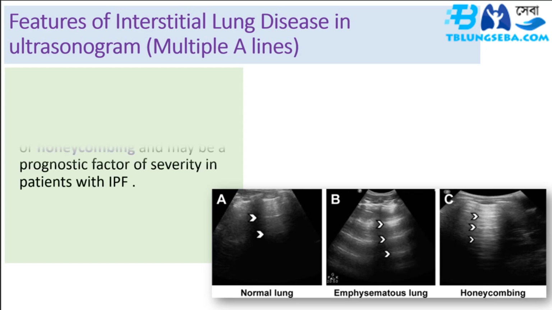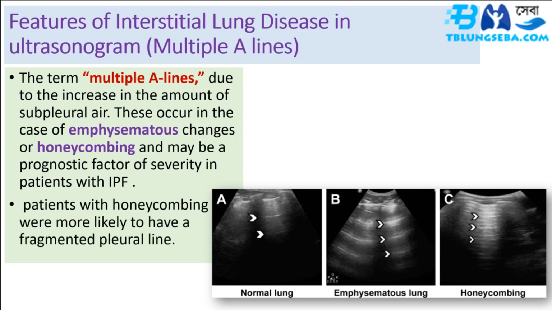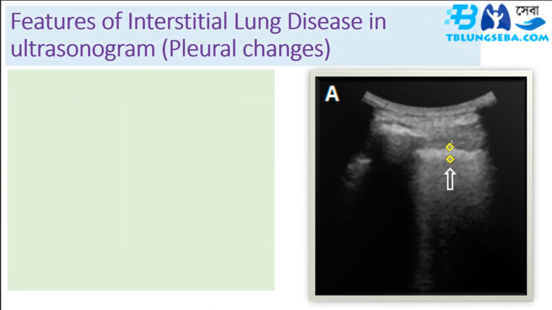Features of interstitial lung disease in ultrasonogram. Multiple A lines. Due to the increase in the amount of subpleural air, these occur in the case of emphysema changes or honeycombing and may be a prognostic factor of severity in patients with IPF. Patients with honeycombing were more likely to have a fragmented pleural line.